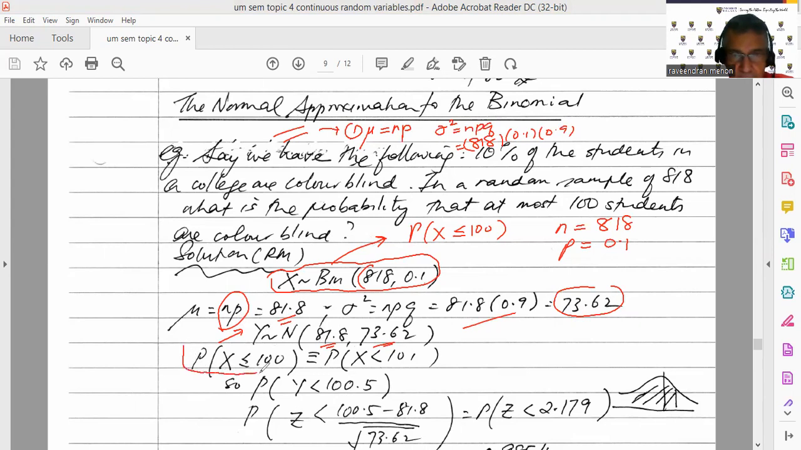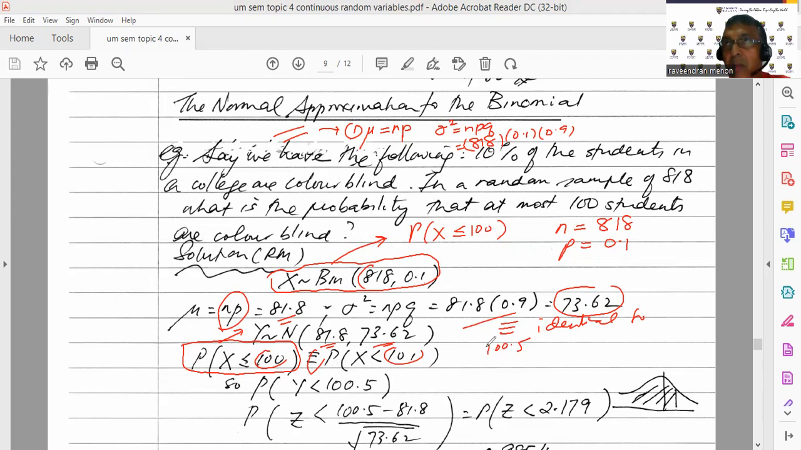What are we asked to find? This is the question: the probability X is at most 100. What is X? X is binomial. So X less than or equal to 100 is identical to, same thing as, X less than 101, because X is discrete. So the midpoint will be what? This is 100 and this is 101, so the midpoint will be 100.5.